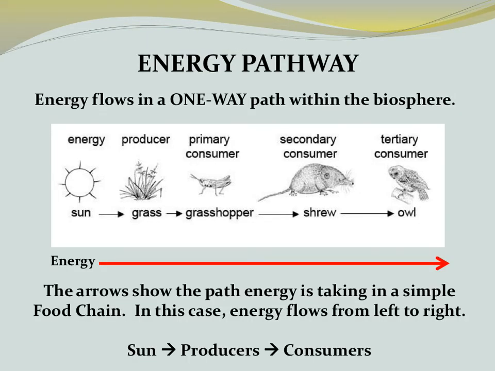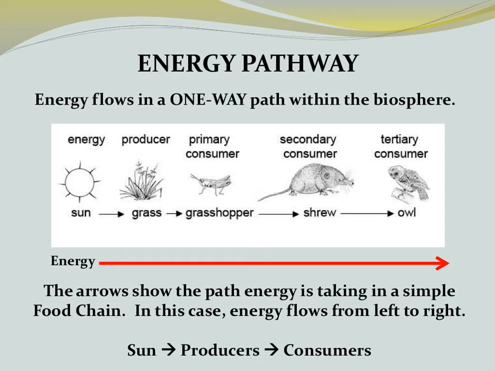So let's talk about the pathway energy takes within any living system. Energy flows in a one-way path within the biosphere. This simple food chain kind of illustrates that idea. It begins with the sun, which provides energy to grass, which provides energy to the grasshopper, which provides energy to the shrew, which provides energy to the owl.